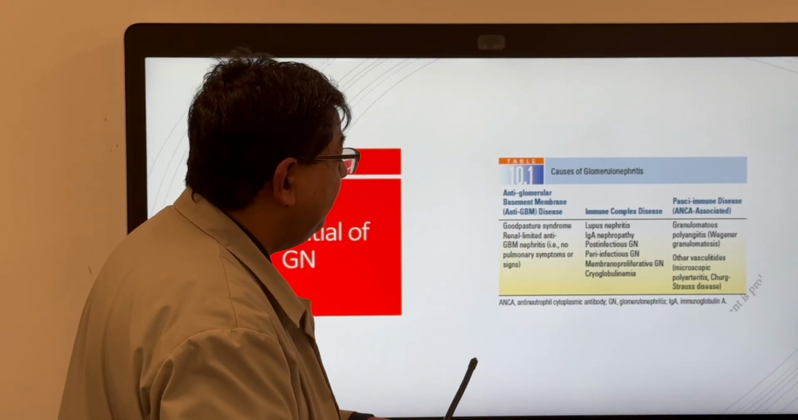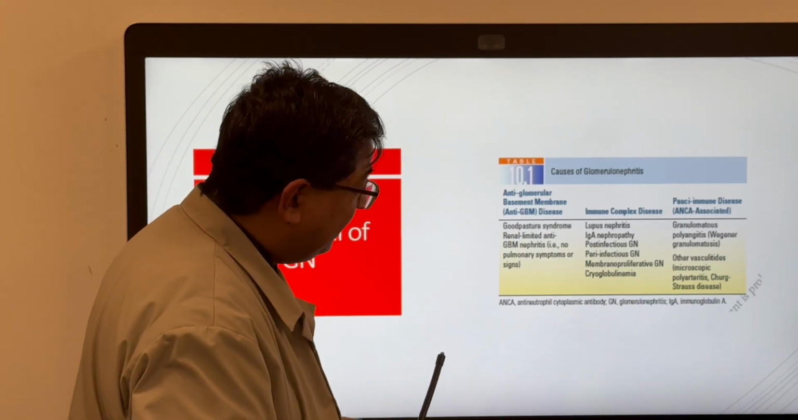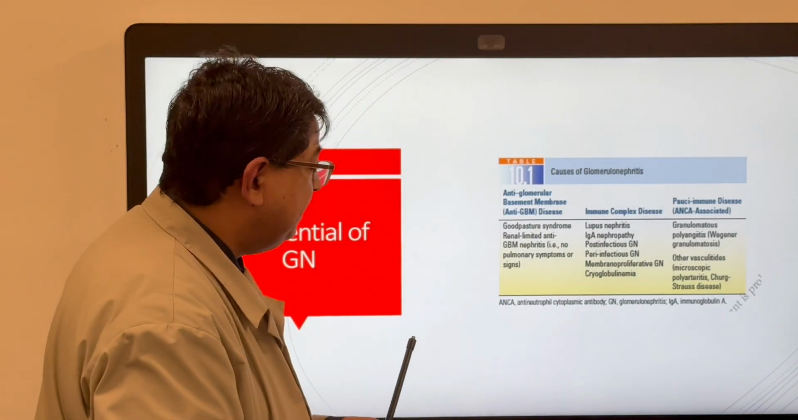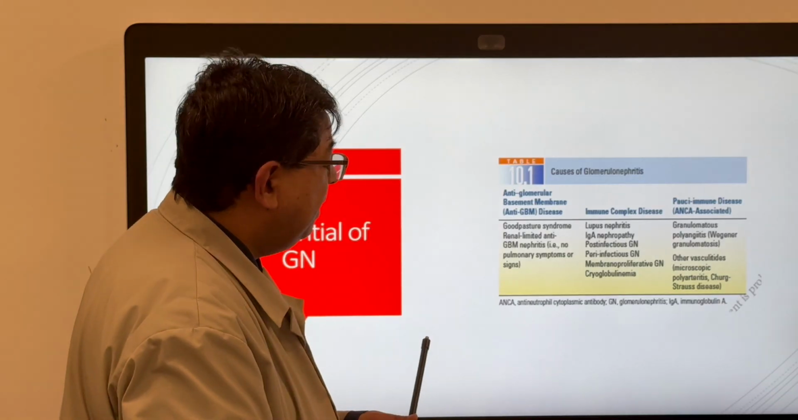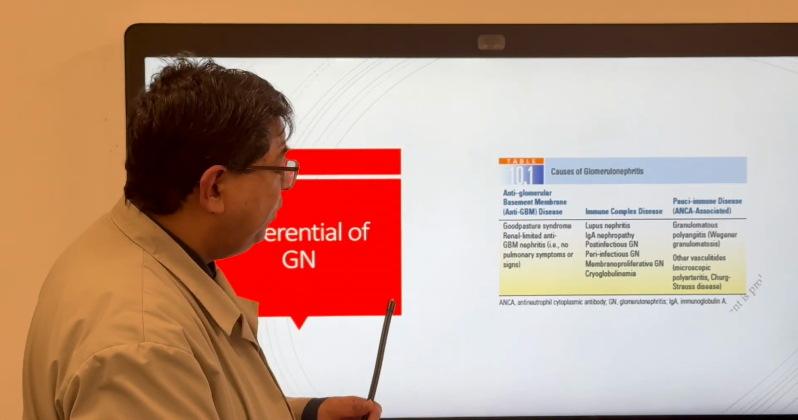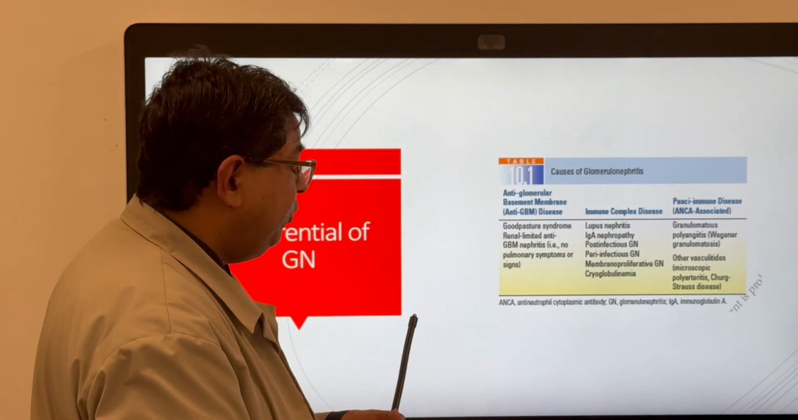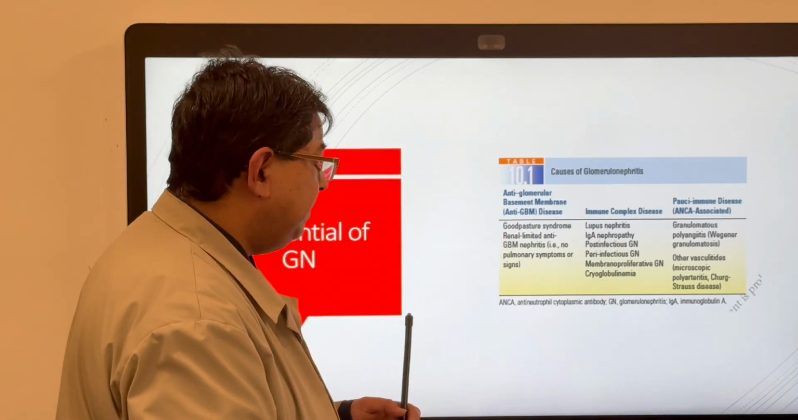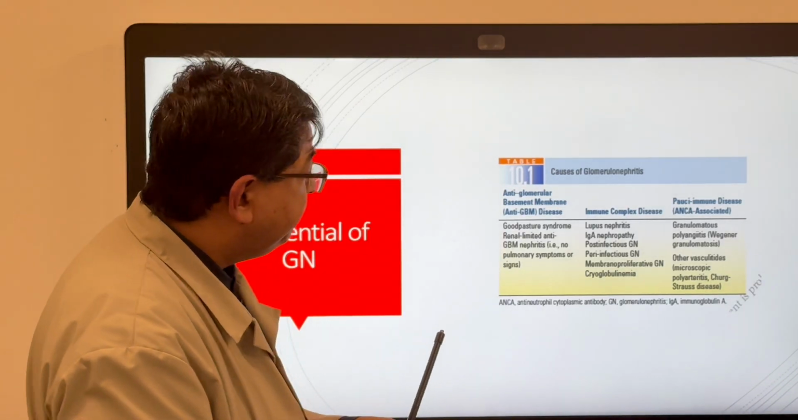And then membranoproliferative glomerulonephritis is a whole topic in and of itself. Here it can be due to monoclonal gammopathy, it can be due to lupus, it can be due to immune complexes, it can be due to infections, or it can be due to a deposition of C3.